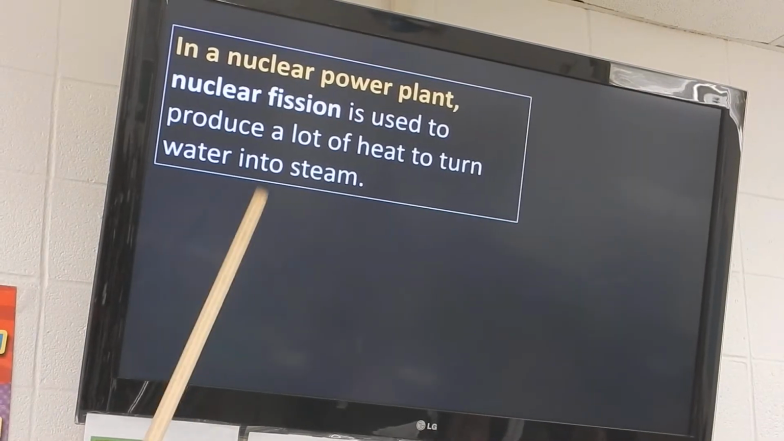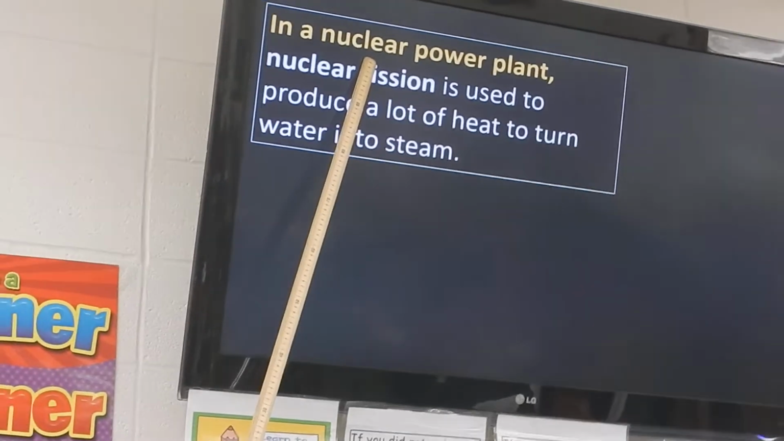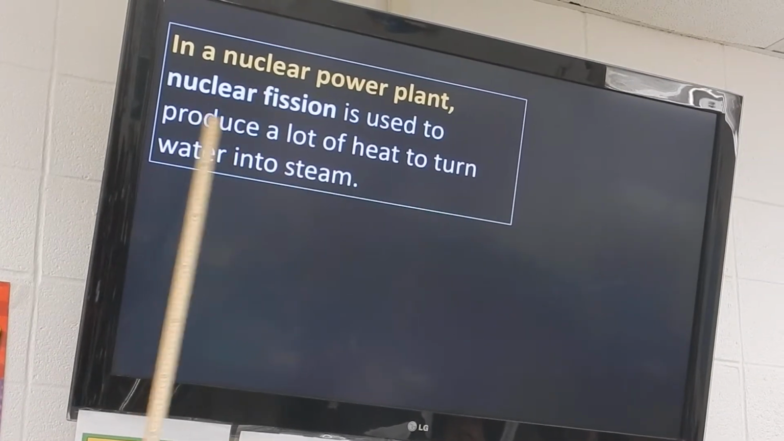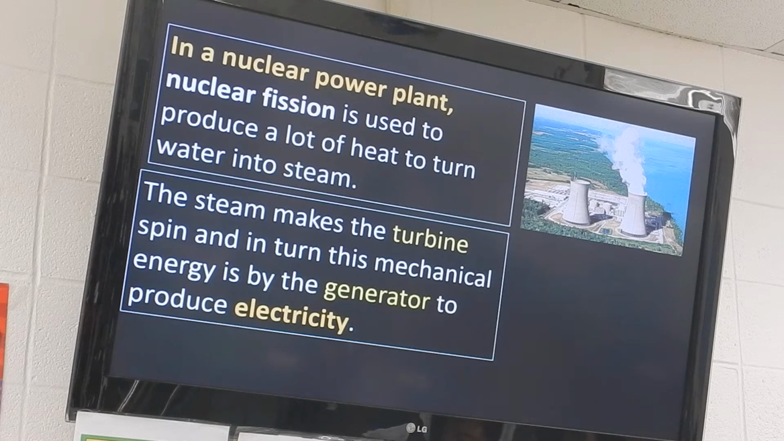Now, nuclear fission is the one that is used in nuclear power plants. Just like this one. This is a nuclear power plant. And we have a lot of nuclear power plants in North Carolina. We have fewer in the western part of the United States. We have more in the eastern part of the United States.